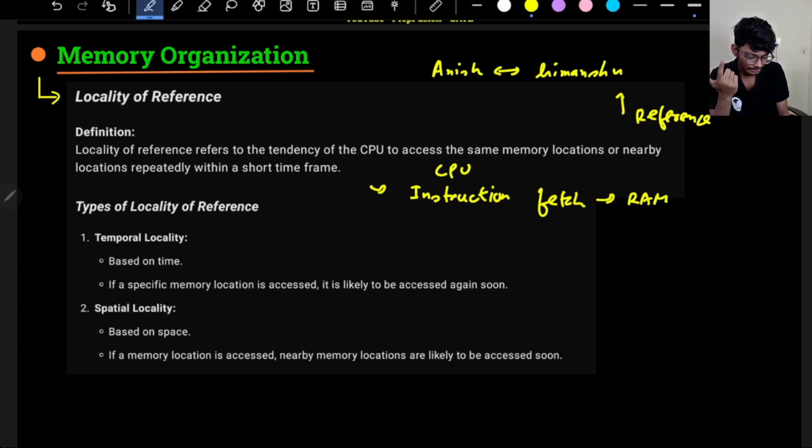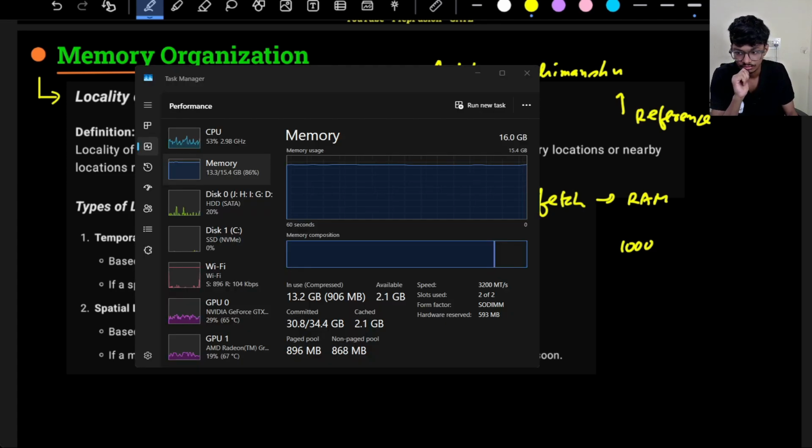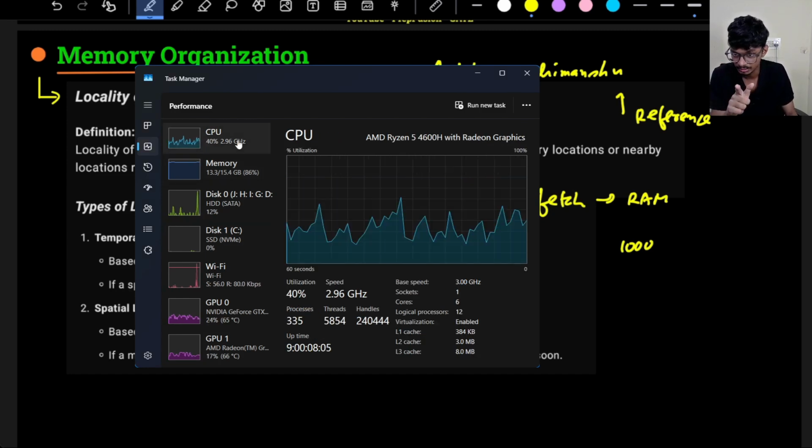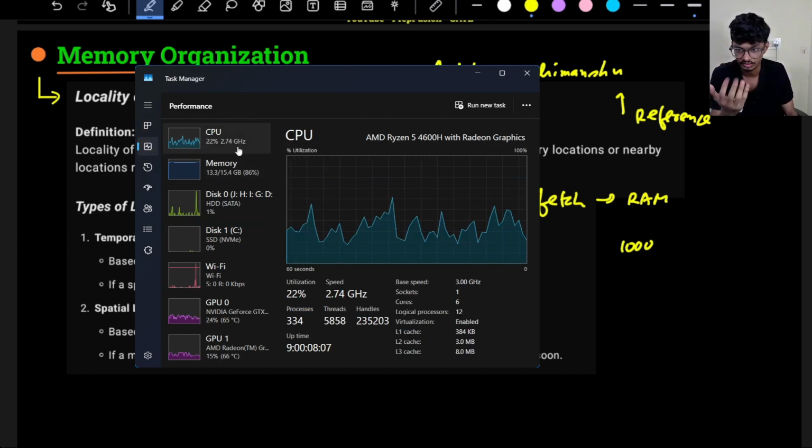Okay. So if I know the starting address of the instruction, that is 1000, you do understand, right? Like, if I run a program that is of megabytes, a program of megabytes. So I will show you just an example. Let me open the task manager. Okay, so this is the task manager. These are all the different memories. Okay, so this is my CPU. This I have already shown in the course as well.